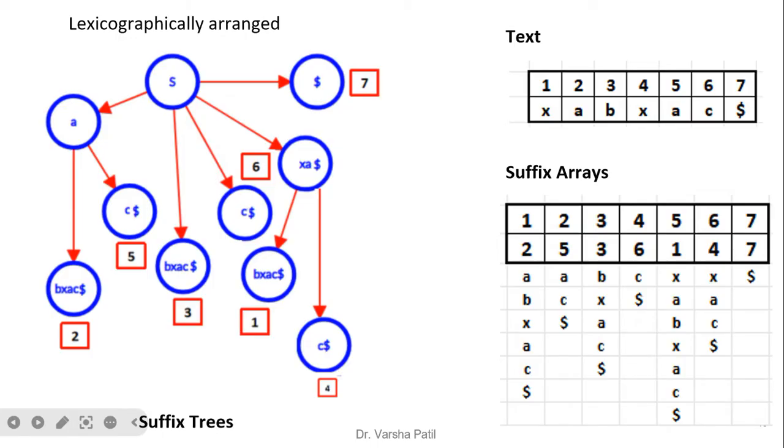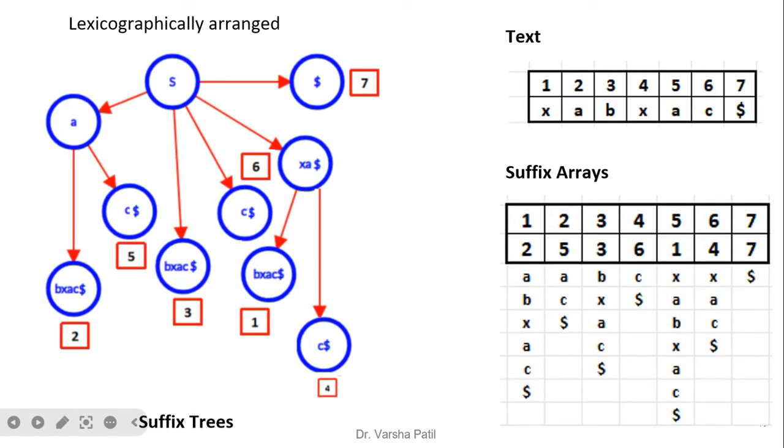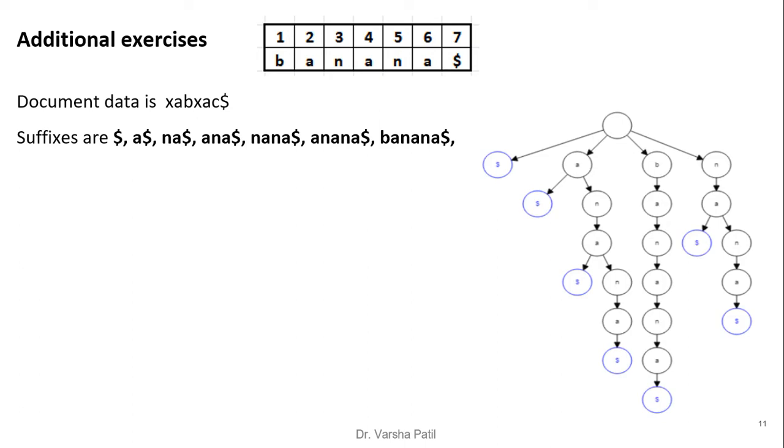So in this way we are first creating this rough tree, then we compact it by Patricia, and after that we lexicographically arrange, and based on each pattern's starting location, we give the location in the suffix array. So in this way the suffix tree and suffix array get created. Now see the next example, banana. The possible suffixes are dollar, A dollar, NA dollar, ANA dollar, NANA dollar. Like this we will get the suffixes.